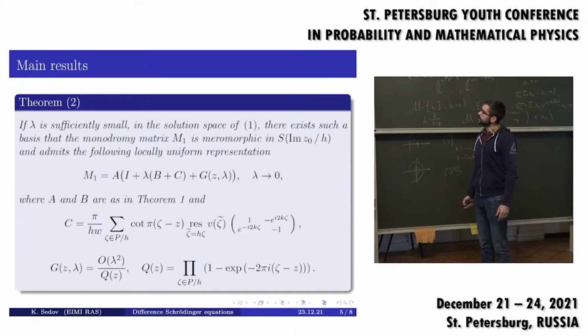Also, we can see that the error term of the monodromy matrix now consists of two terms, and the first term is of the same form as in the first theorem. This is an integral term, and we also have another term that has the form of cotangent multiplied by the residue of the potential. That is what the poles add.